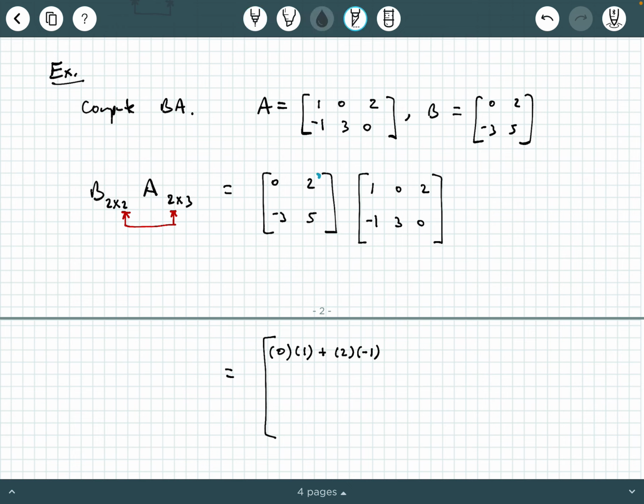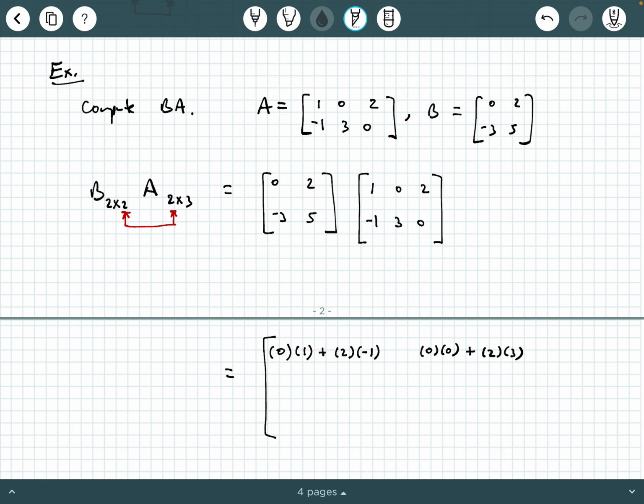Let's do row 1 of the left matrix by column 2 of the right matrix. So that would be 0 times 0 plus 2 times 3. Again, I said row 1 of the left matrix by column 2 of the right matrix, okay? And so that's where I said 0 times 0 plus 2 times 3. Now, that all together becomes the row 1, column 2 entry of the product, okay?